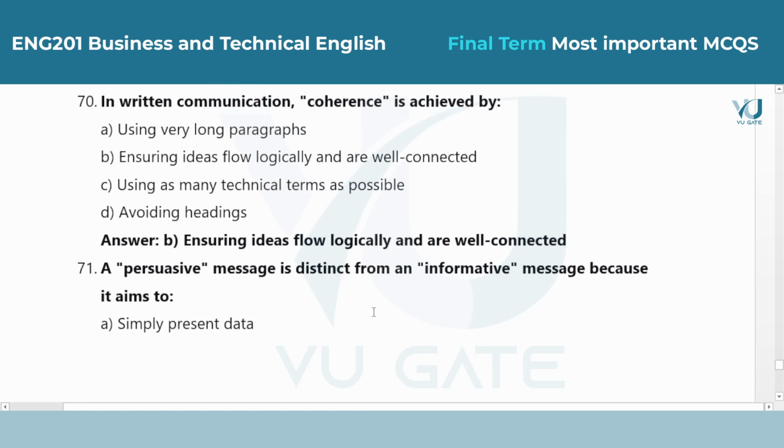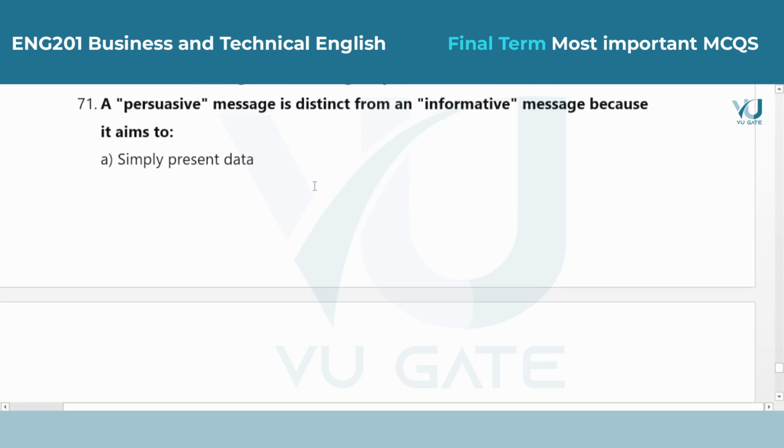70. Question. In written communication, coherence is achieved by. Answer. B. Ensuring ideas flow logically and are well connected. Concept. Coherence ensures that sentences and paragraphs transition smoothly, making the entire document easy to follow.